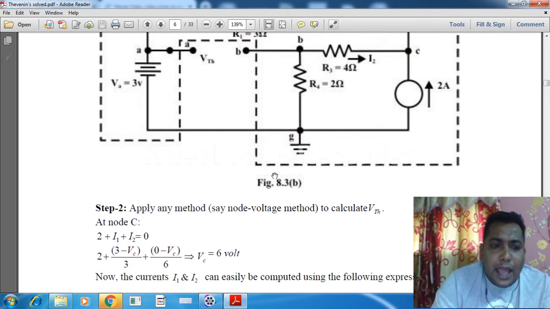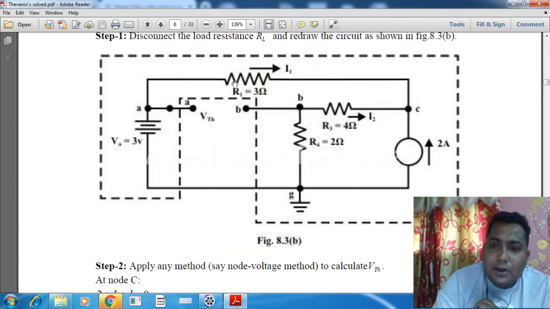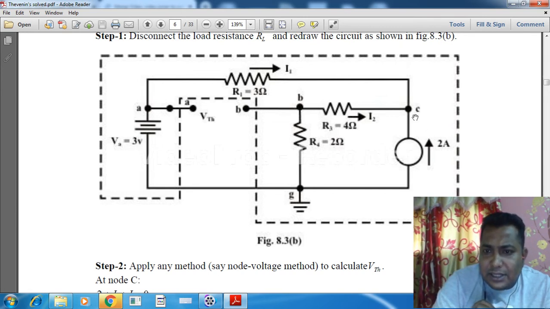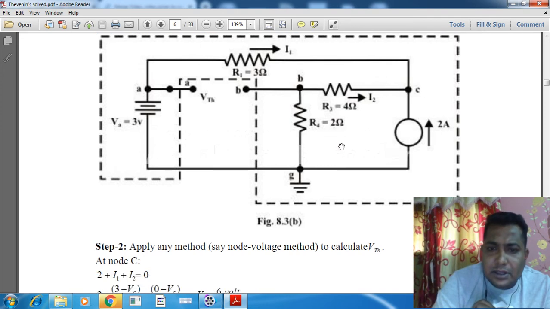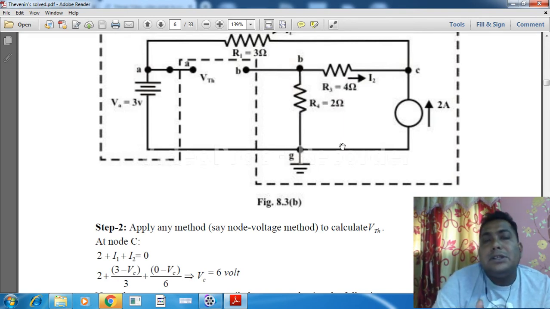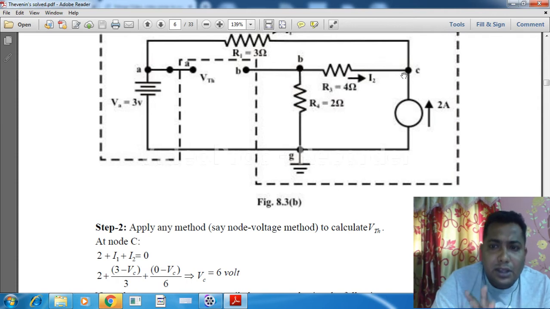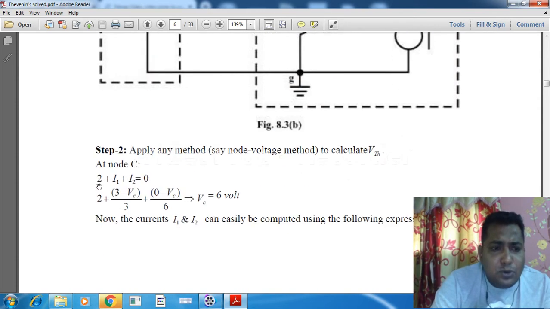So at node C, just see, what currents are coming? This current is coming, this is coming, and this is coming. Two of these are coming, and this one is coming. We know that at any node, the total summation of incoming and outgoing current is 0. So I1 is the incoming current, I2 is an incoming current, and there is a 2 ampere current. All are incoming to the node. So we can say that 2 plus I1 plus I2 is equal to 0.